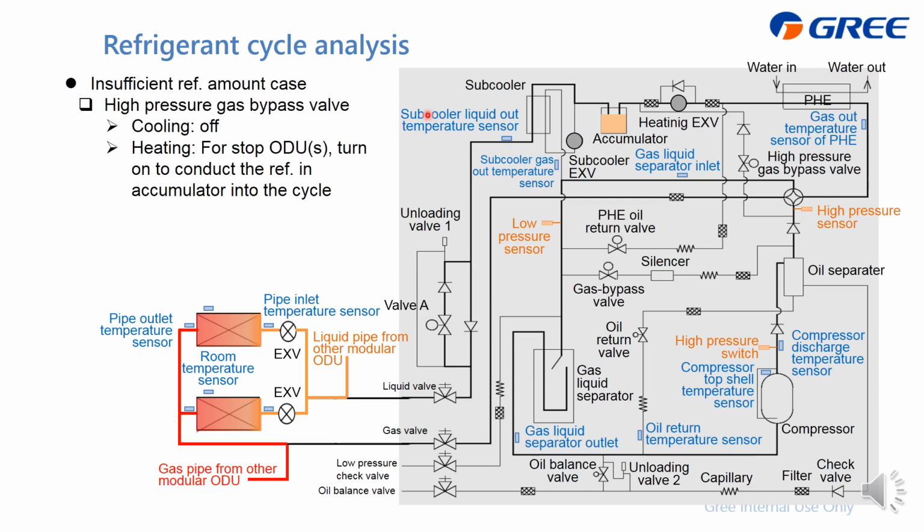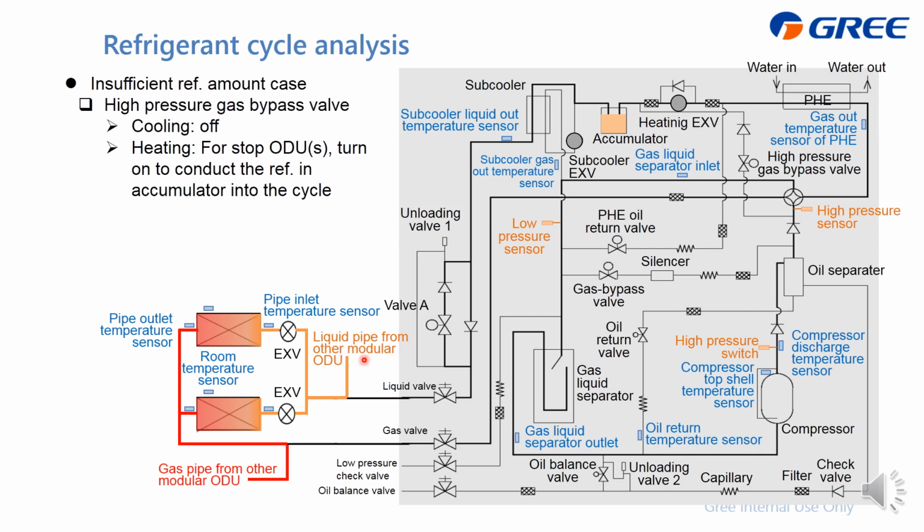Basically this is for the modular system, which means this one will connect with the other outdoor unit just from the liquid. You can also find here another liquid pipe of the outdoor unit, and this is the other outdoor unit's gas pipe. And for example in this case this one is already stopped. We will now look at how to activate the refrigerant inside this accumulator.